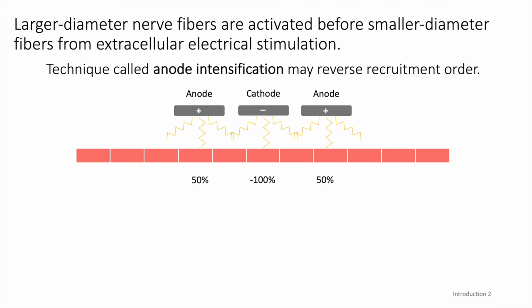So if we're delivering 1 milliamp of current, the cathode will have a negative 1 milliamp, and the anodes each will have 0.5 milliamps. We can increase the anodic current, as I mentioned, to 120%, where in the same example, if you were injecting 1 milliamp of current, each anode would now contribute 1.2 milliamps.